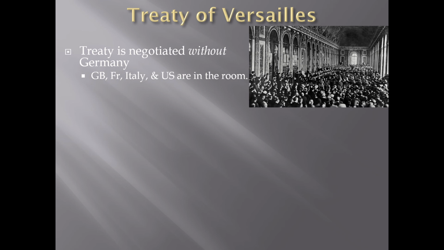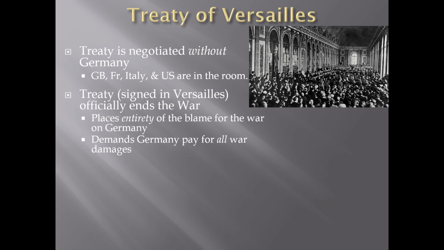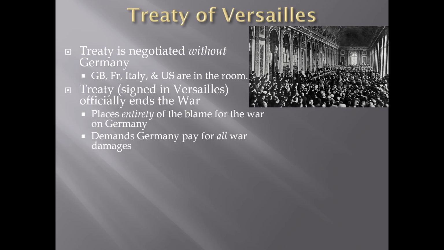Great Britain, France, Italy, and the U.S. are in the room. They design the treaty, and then they shove it in Germany's face and say, you take this, or we'll keep shooting at you, and you will lose, and we will break you. This treaty officially ends the war. Germany will sign it because it really has no other choice at this point. It knows it can't win the war. It places the entirety of the blame for World War I on Germany, and Germany alone.